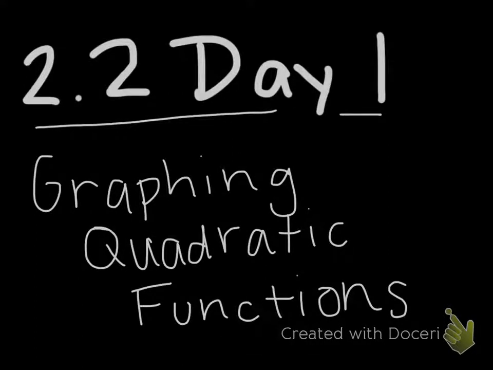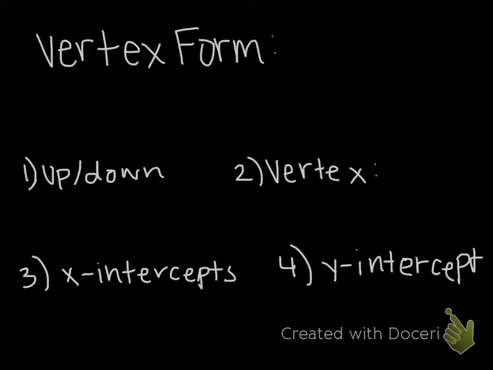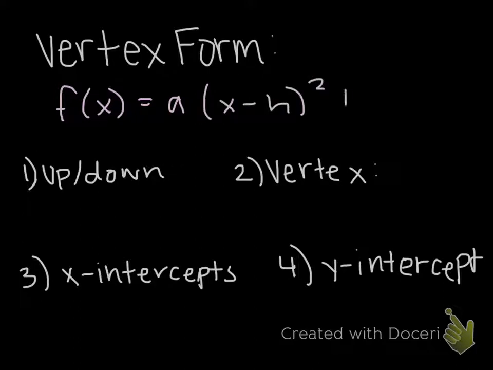Today we're doing section 2.2 day 1, and we're graphing quadratic functions. So just a quick recall from last year, vertex form of a quadratic looks like this: f of x equals a times the quantity x minus h, the quantity squared, plus k.